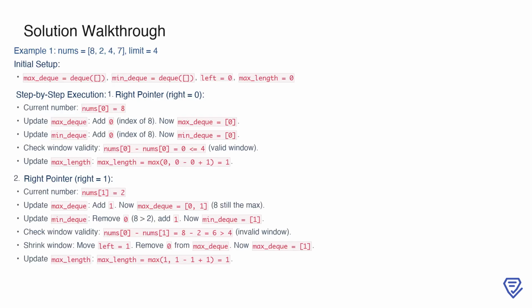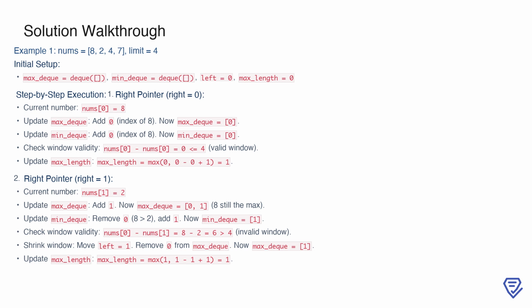We'll start by examining the first example, where nums is 8, 2, 4, 7, and the limit is 4. Initially, we set up two deques, max_deque and min_deque, both of which will help us efficiently track the maximum and minimum values in our sliding window. We also define two variables, left, which represents the start of the window, and max_length, which keeps track of the longest valid subarray length we've seen so far. Both are initialized to 0.